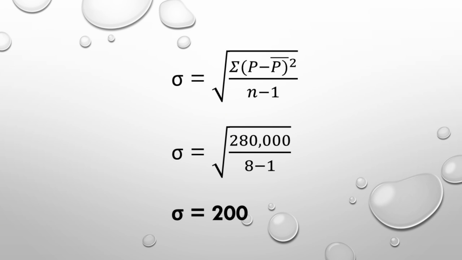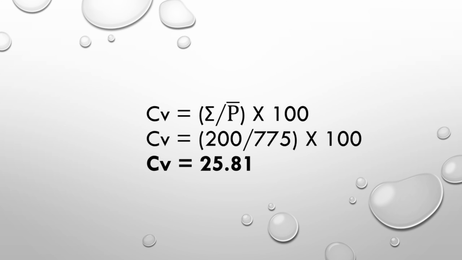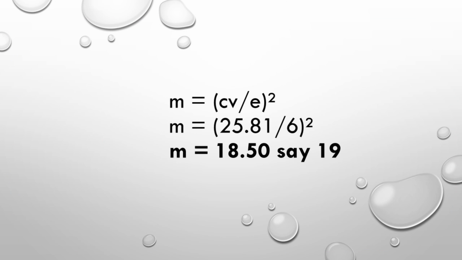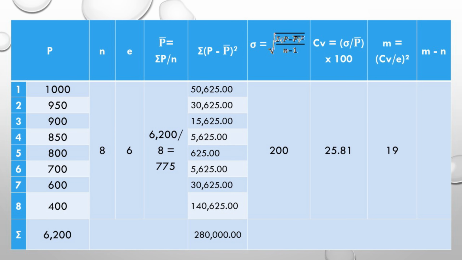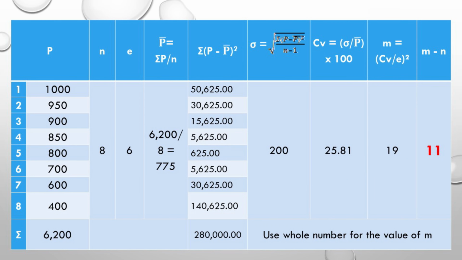Compute for the value of standard deviation. Then substitute the value of standard deviation to the formula of coefficient of variation. Then substitute the value of coefficient of variation to the formula of M. Then we have the optimum number of rain gauges and the additional rain gauges. Now the additional is M minus N. So 19 minus 8, the result is 11.